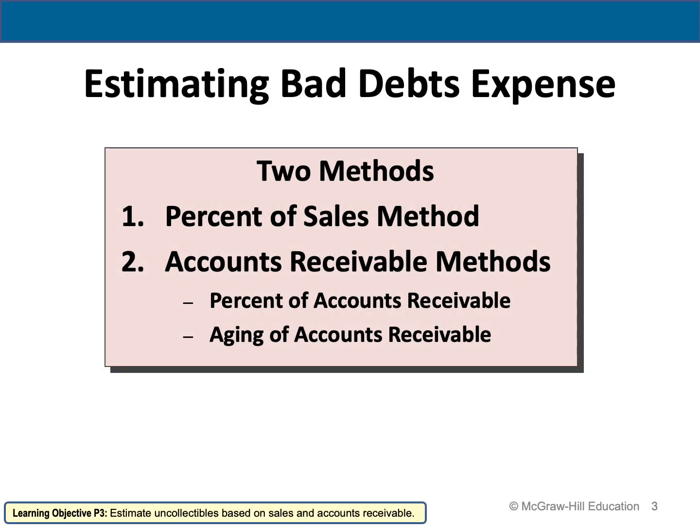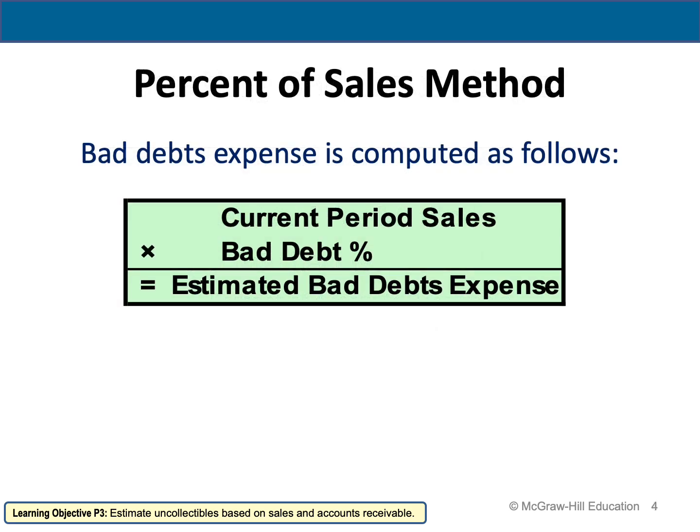In the first part of the chapter, we talked about estimating the bad debt expense using the allowance methods. Now, we're going to learn how to estimate the bad debt expense using two methods: first, the percent of sales method; second, the account receivable method. And under the account receivable method, we have two different methods: percent of account receivable and aging of account receivable. Now let's move on with the first method, which is the percentage of sales method.